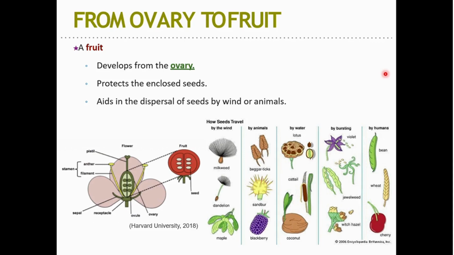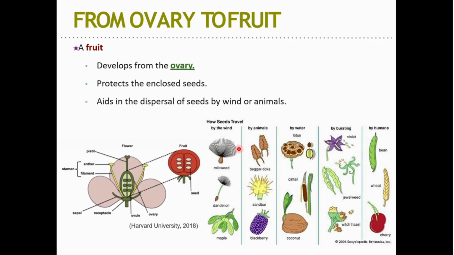A fruit develops from the ovary of the flower, and this fruit protects the enclosed seeds. It aids in the dispersal of seeds by wind or animals. Here in the figure is the ovule of a flower. When it is fertilized, it will eventually become a fruit with the seed in the middle.